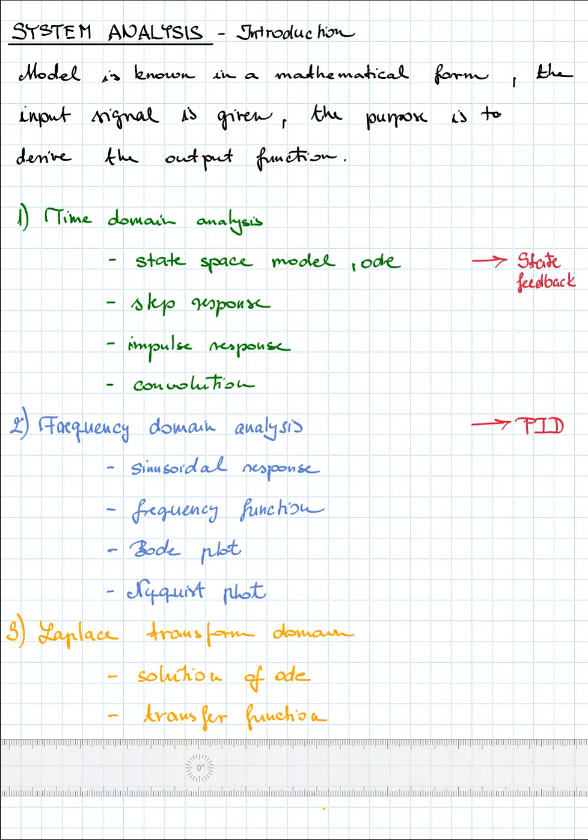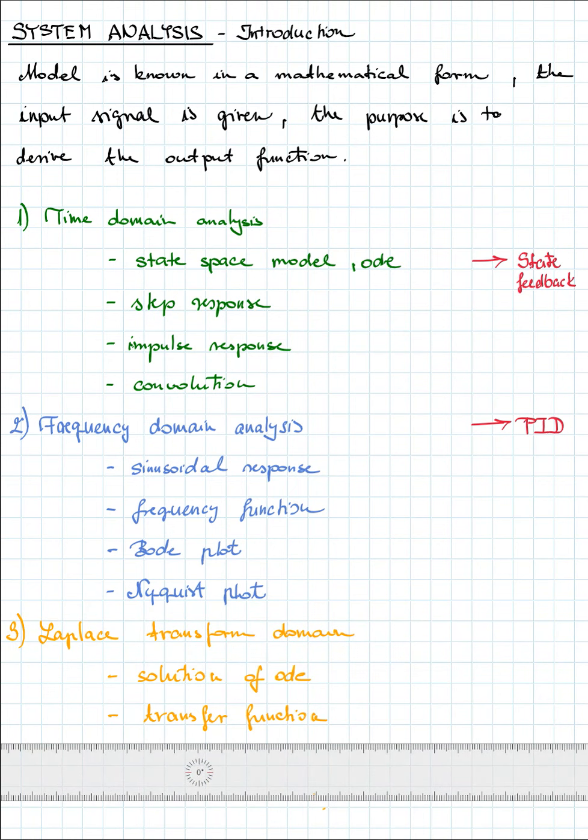And finally, the Laplace transform domain block will be important because we are going to skip the time domain analysis ODE solvers, but we need a tool to solve ordinary differential equations, and the Laplace transform domain gives us a very simple way. Here we are going to study and define the transfer function too.